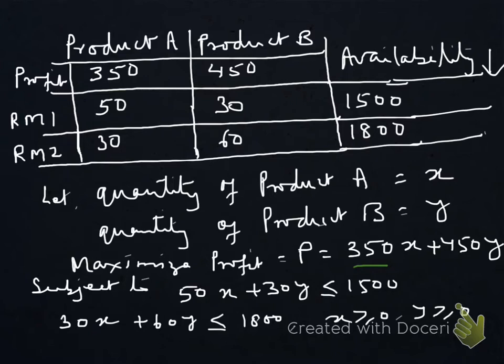Data from that problem has been put in tabular form here. The two products are product A and B. The profitability is given as 350 rupees per unit and 450 rupees per unit for product A and B. The raw material requirements are 50 and 30 for product A and 30 and 60 for product B. Availability of raw material 1 and 2 is given here as 1500 and 1800.